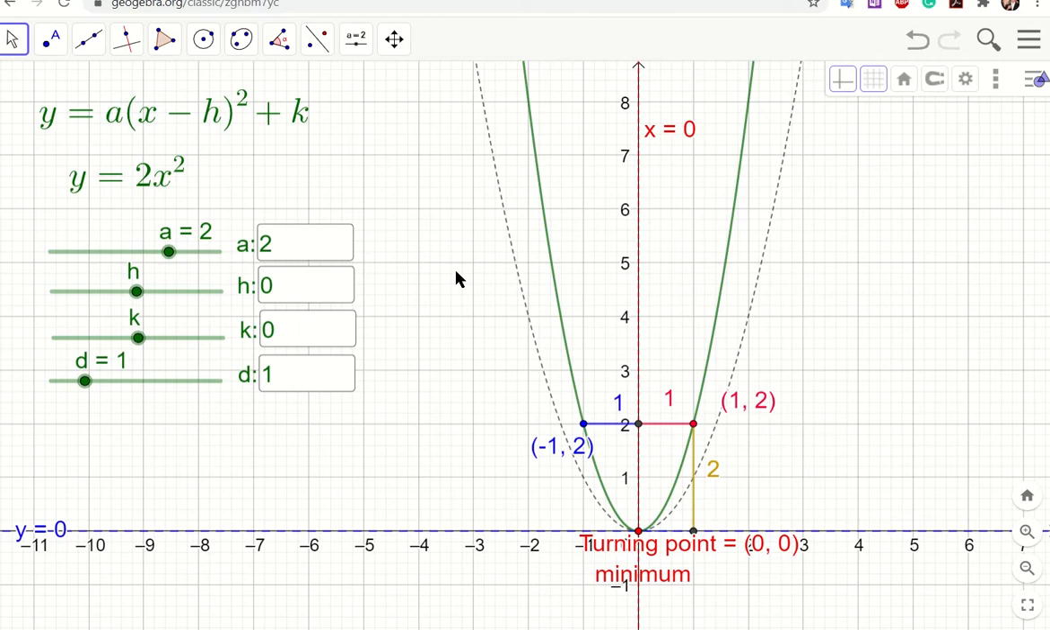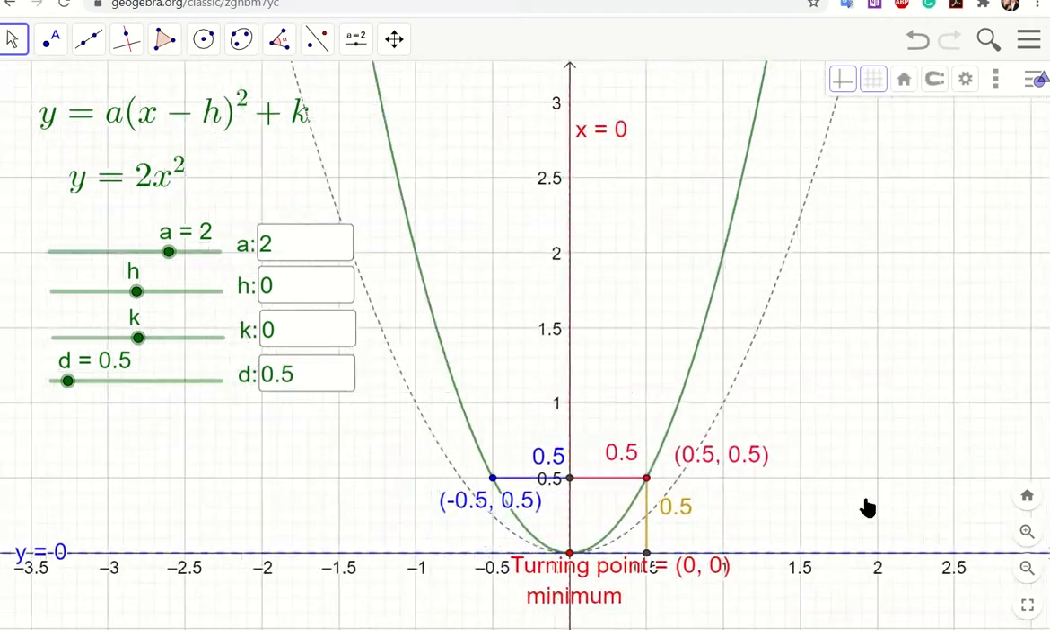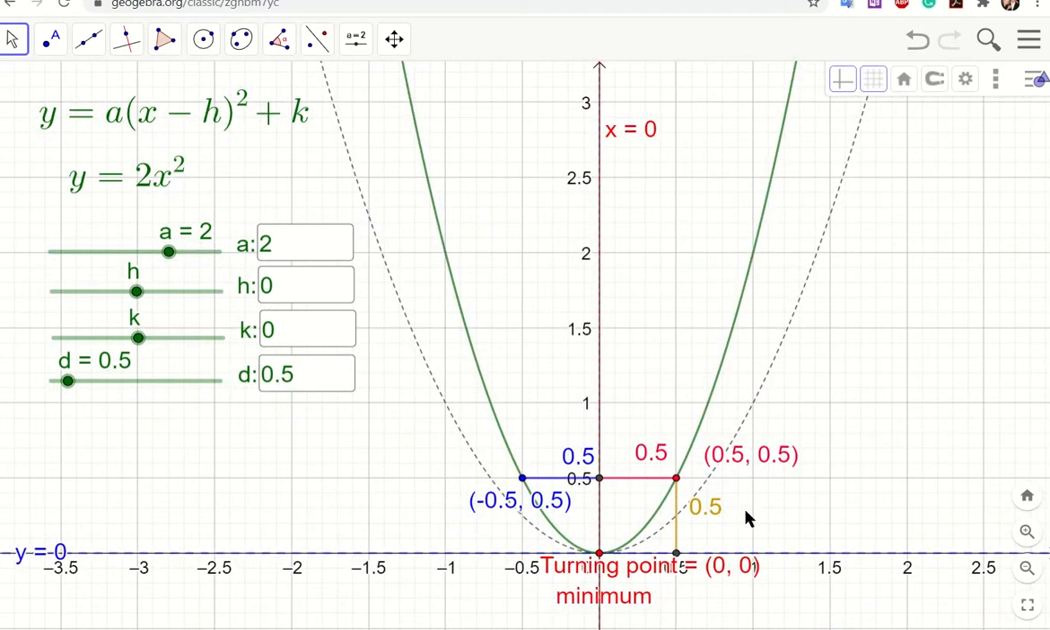You should be able to notice by now that the length of this yellow line will be the positive value of a. So for example, if a is 2, it's 2 when the distance here is 1. And if a was minus 2, for example, it'll still be 2. So let's test that by changing this d to a half. So we can see now that a half squared is a quarter, times 2 is a half.